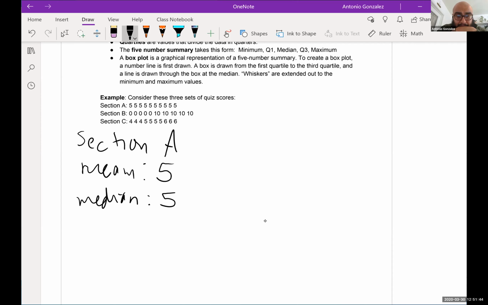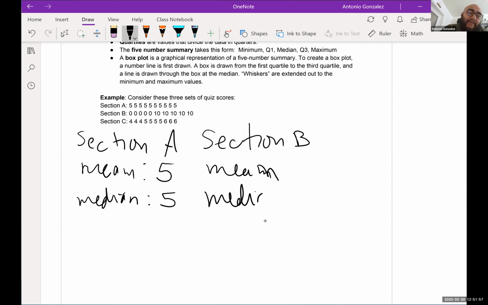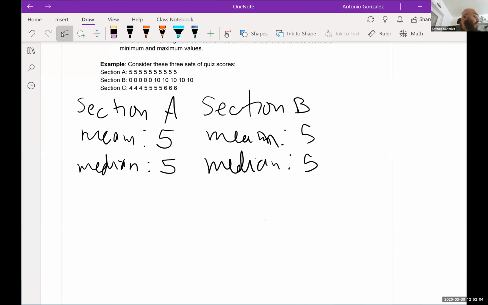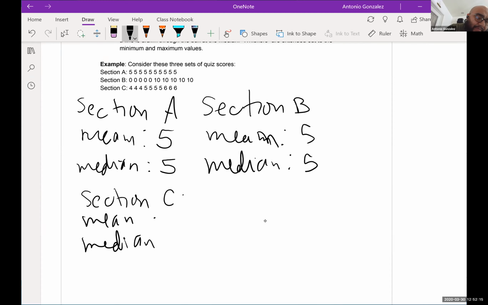All right. Now, if I look at section B and I perform the same operations, right? As it turns out, the mean and the median are also both 5. Right. And if we take a look at section C, and you can probably guess where this is going, the mean and the median, they're also both 5 and 5.